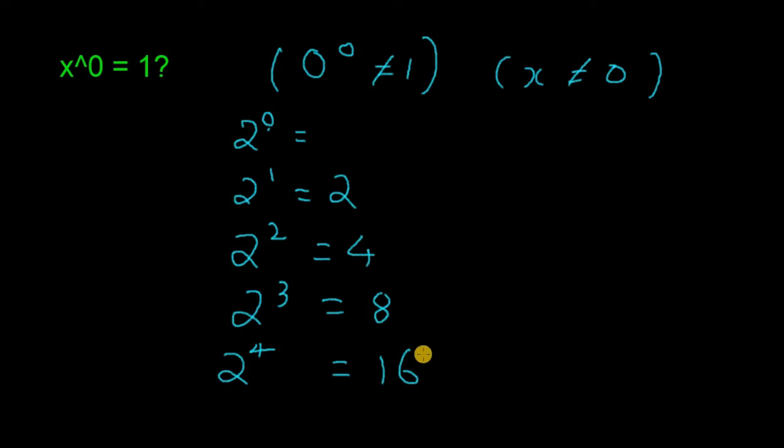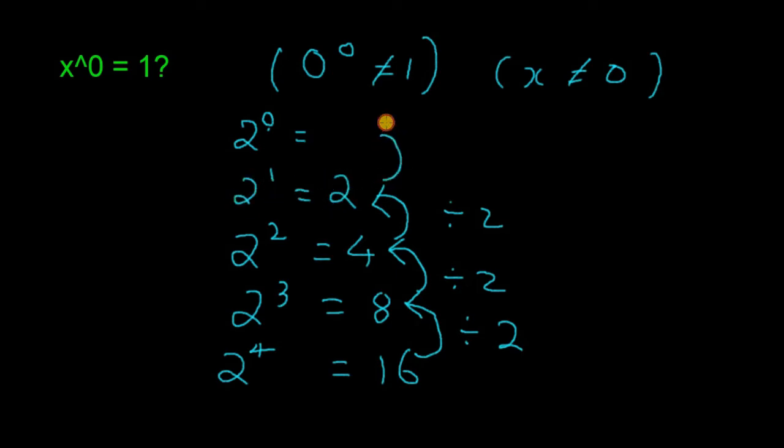Now what you see here is, between these, if you divide 16 by 2, you're getting 8. If you divide 8 by 2, you're getting 4. If you divide 4 by 2, you're getting 2. So now again, if you keep following the pattern, what you get is this 2, so 2 raised to 1 divided by 2 should give you 2 raised to 0. So 2 raised to 1 is 2 and 2 divided by 2 is 1.